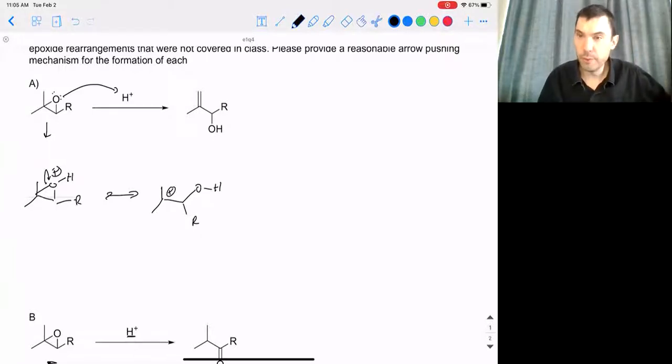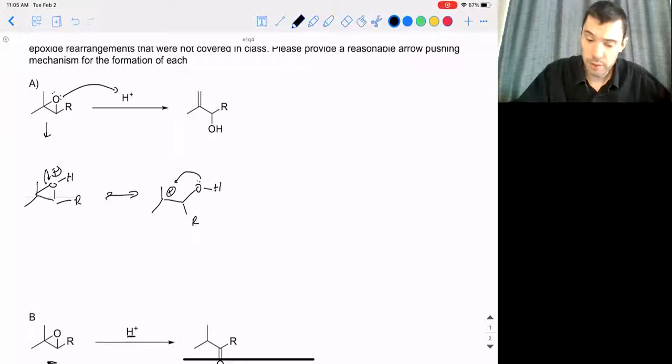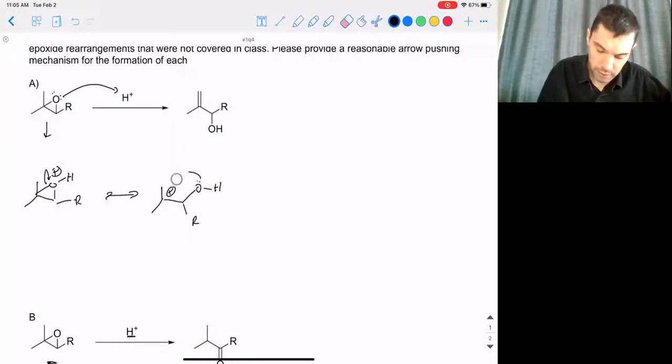And the reason I'm using a resonance arrow here is because we can imagine these electrons coming back and going directly to the starting material. And in many ways, this resonance structure, as I have it drawn, is an exaggerated form of that protonated epoxide.